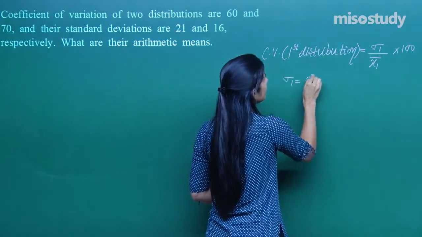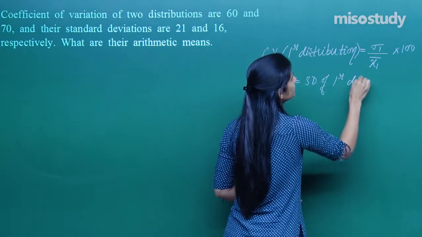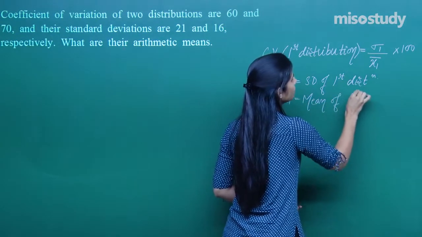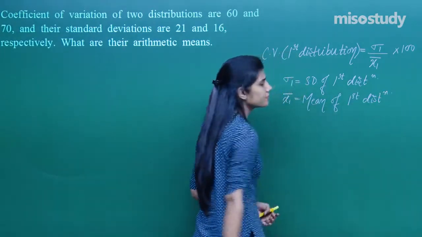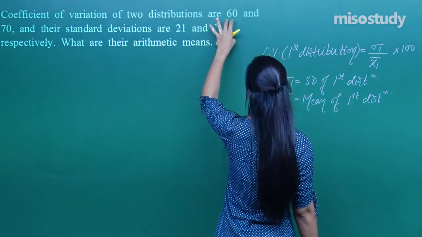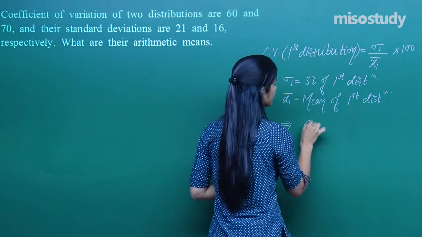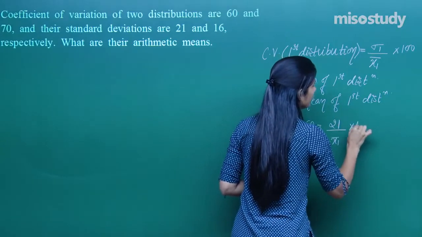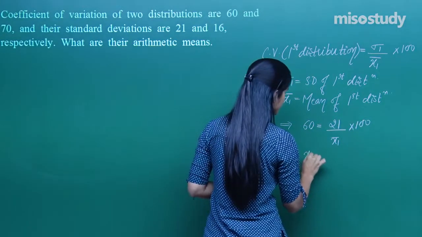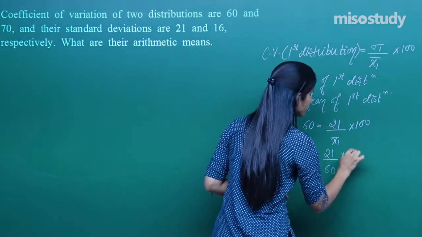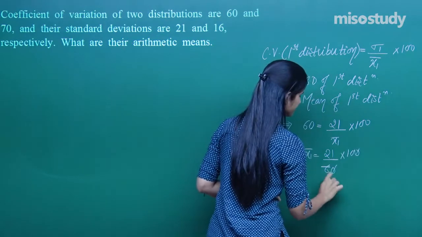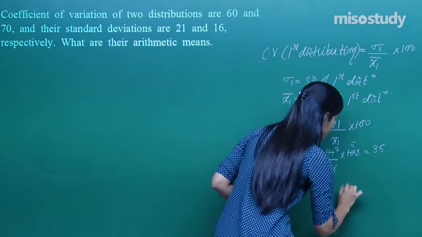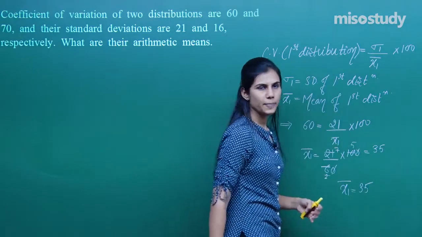So, sigma 1 is the standard deviation of the first distribution, x1 bar is the arithmetic mean corresponding to the first distribution. Now, coefficient of variation for the first distribution is given as 60. So, the left hand side is 60, sigma 1, that is the standard deviation for the first distribution, is 21, mean I do not know, multiplied by 100. So, you will be getting x1 bar is 21 upon 60 into 100, this cancels out. What you are left with is 35. So, mean of the first distribution is 35.